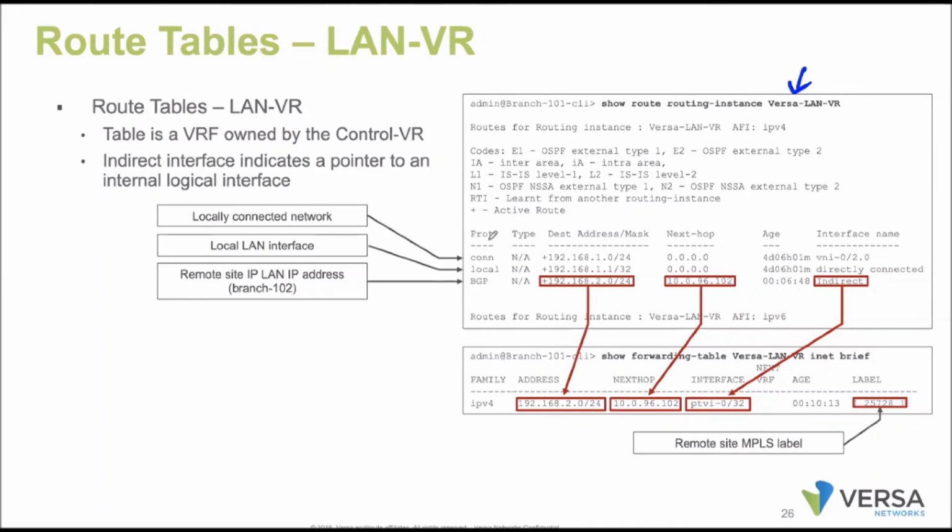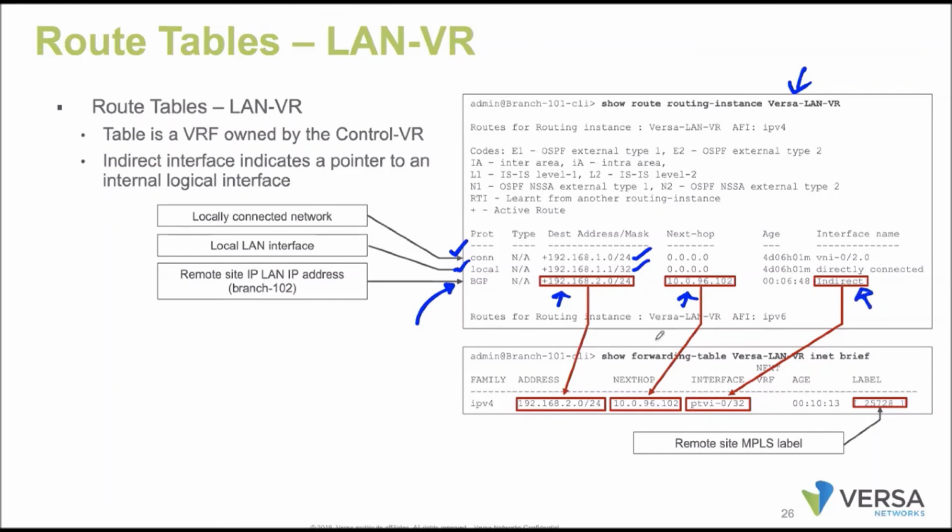I've received the connected route, which is nothing but the directly connected interface. Local, which is the directly configured interface. You could see the /24 connected and /32 interface IP address. And we received one BGP route with the help of the Versa controller. Where is it trying to point? 192.168.2.0/24. The next hop is 96.102, and here the outgoing interface is pointing towards indirect.